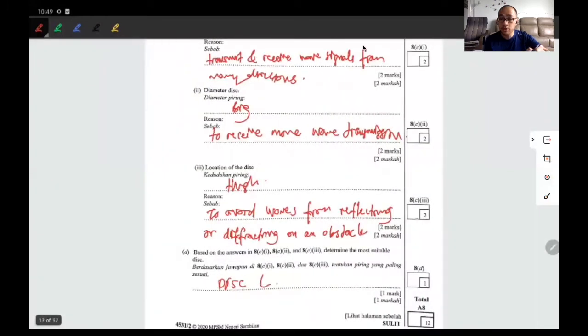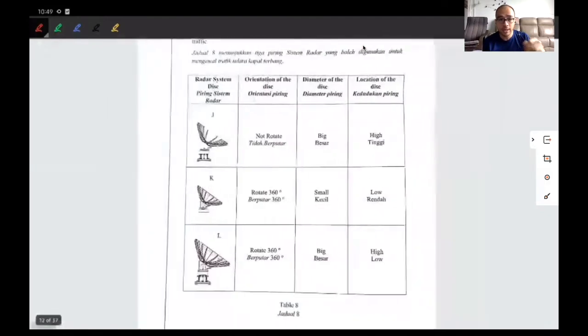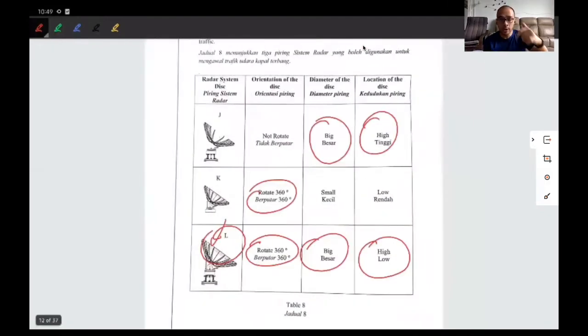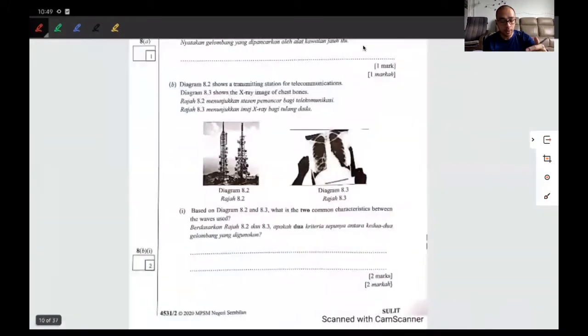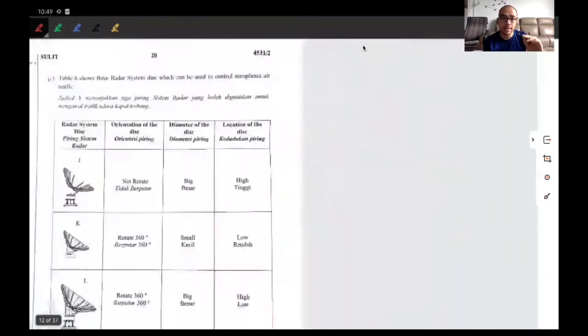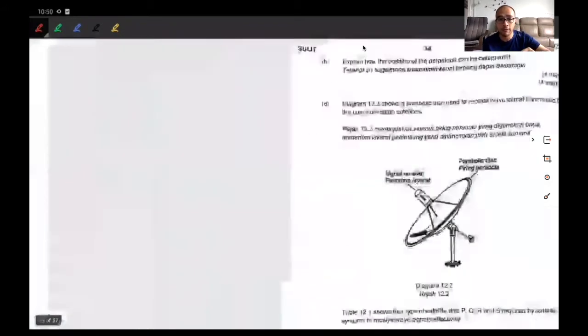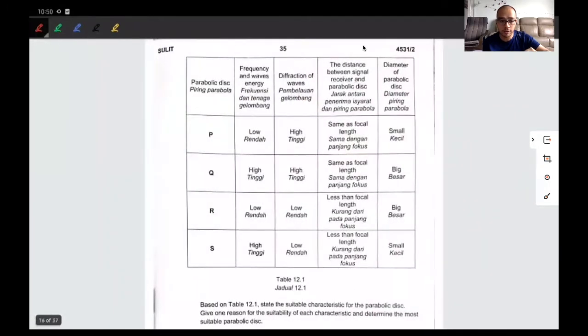Now just to remind you, for question 8, usually they won't ask you to give the reason. It is in Section C that you have to give reasons. But the reason why I want to talk about this question is because this question comes out in Negeri Sembilan, question 8. The satellite question comes out again in Kelantan question number 12. Let's take a look at Kelantan question number 12. See, over here again.